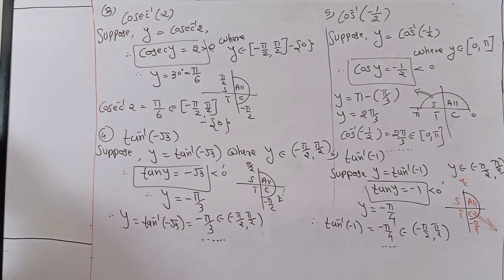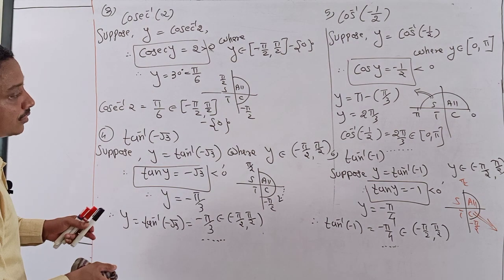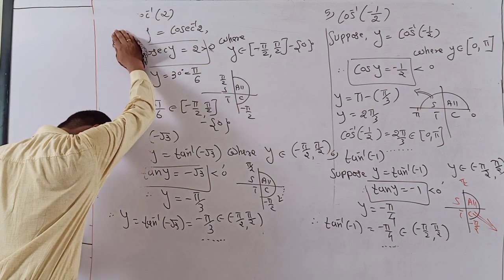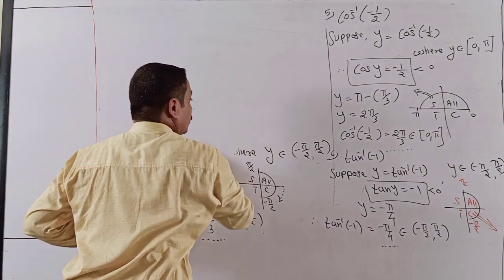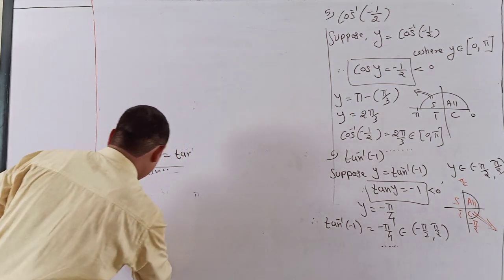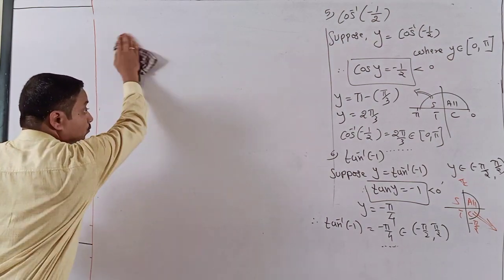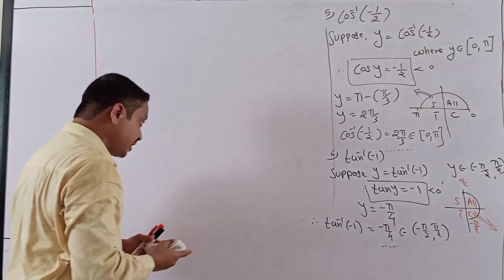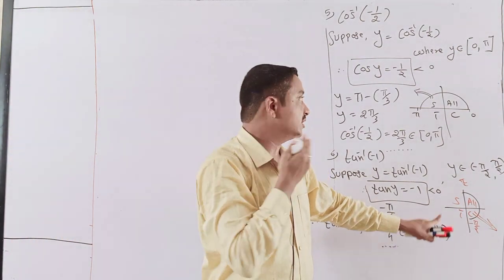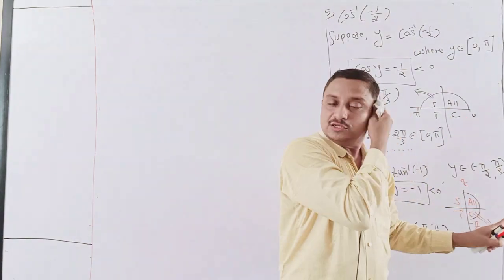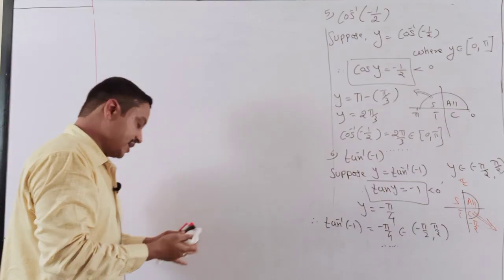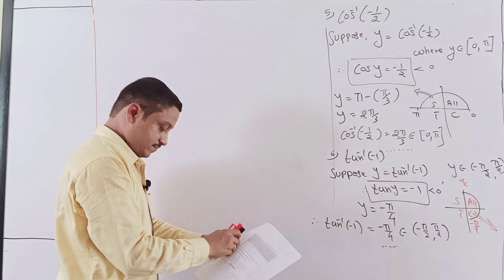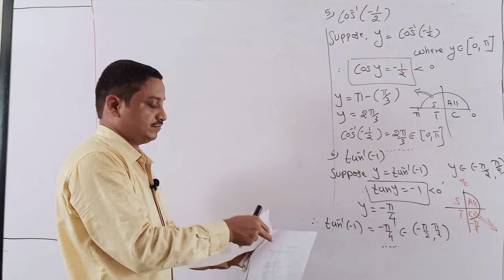Yes, continue students. Question number 7 now. Finally, you check the range, students. In the interval, you define your final answer. So now the next one, question number 7.